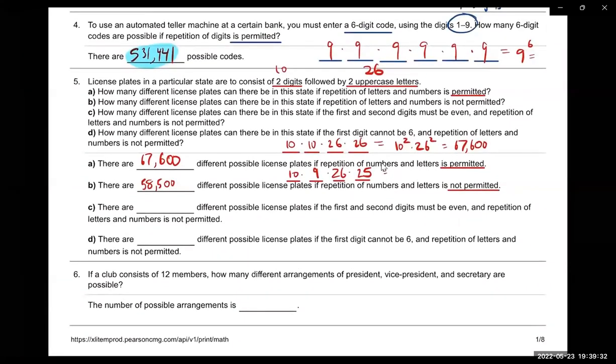All right, so that's how you would do that one. The third part says there are blank different possible license plates if the first and second digits must be even and repetition of the letters and numbers is not permitted. All right, so the first and second digits must be even this time.